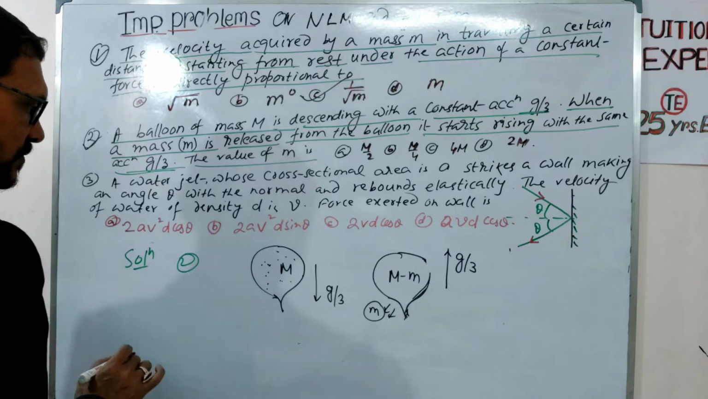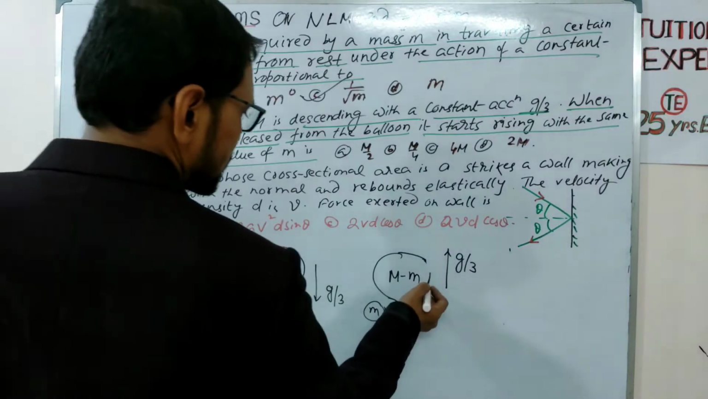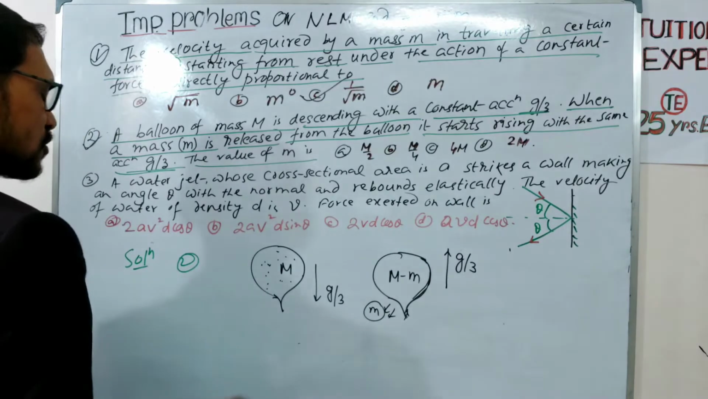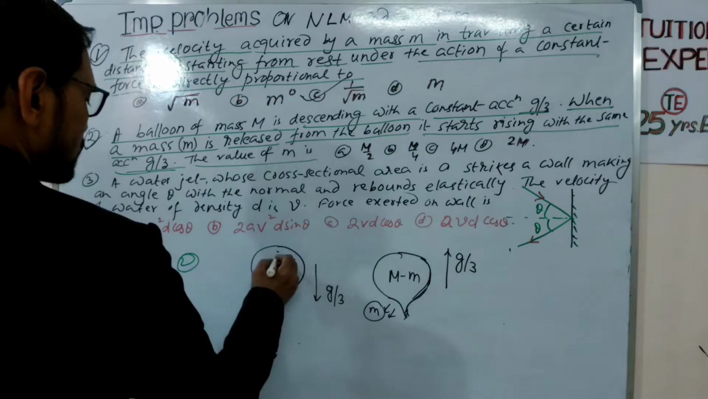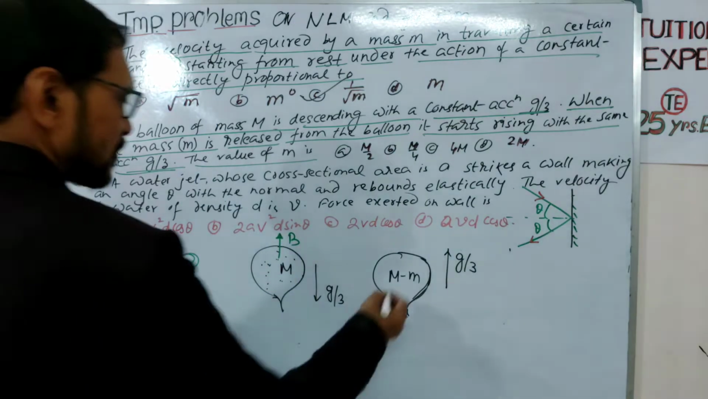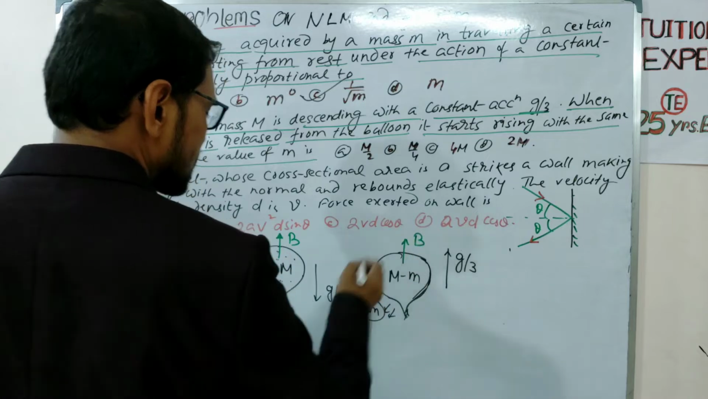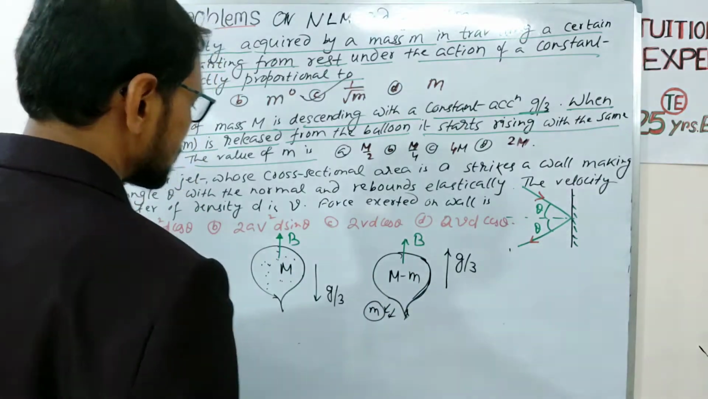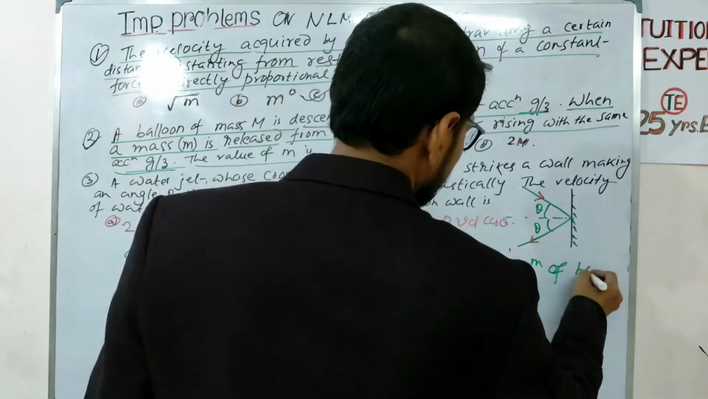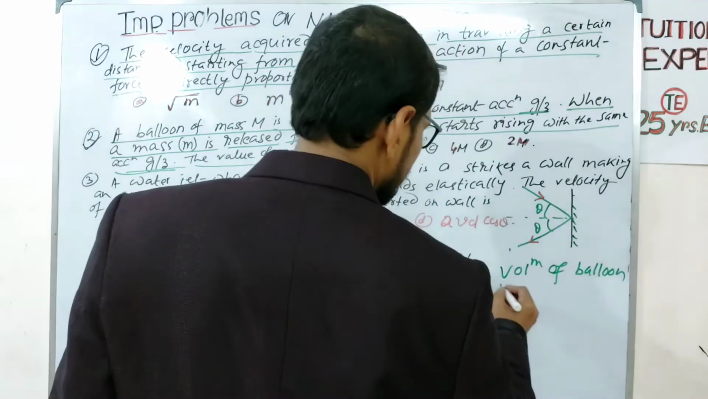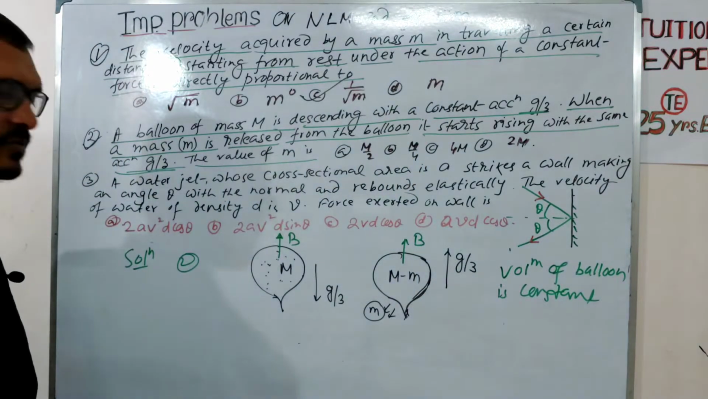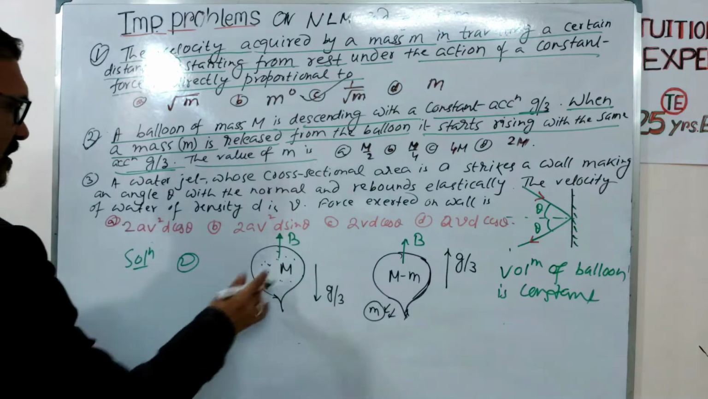Now here we consider the volume of the balloon is constant. So a buoyancy force acts on the balloon. If the volume is constant, then the buoyancy force remains constant. We consider the volume of the balloon is constant. Okay, now write the equation.